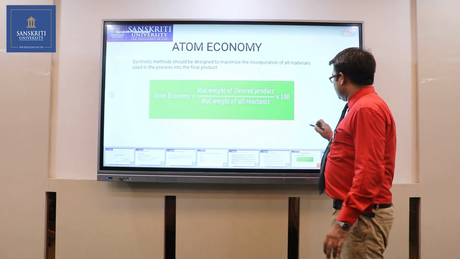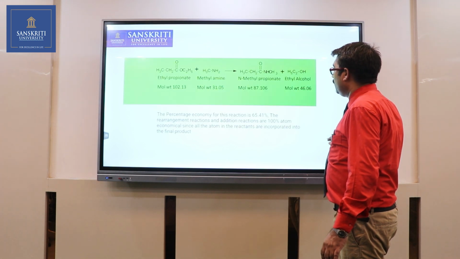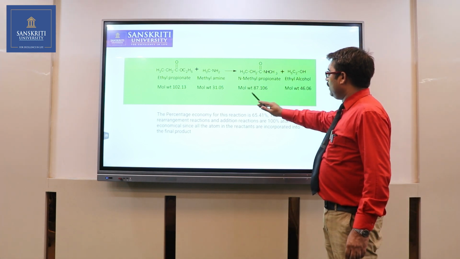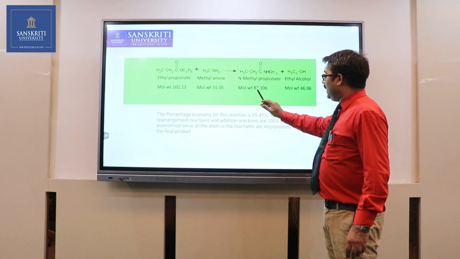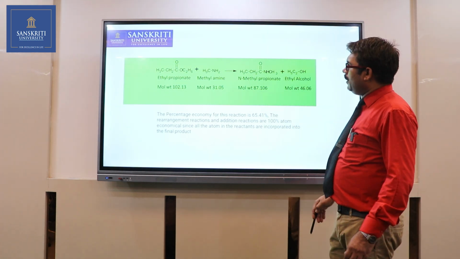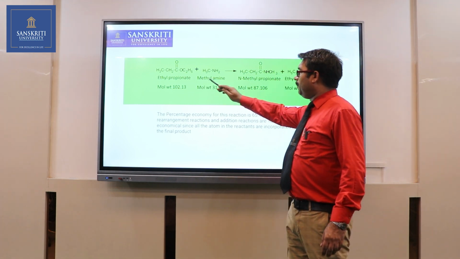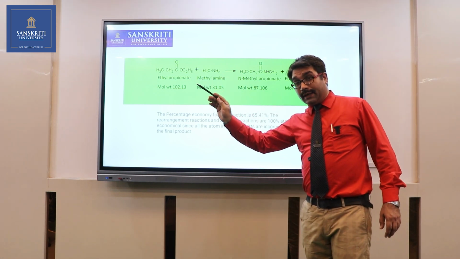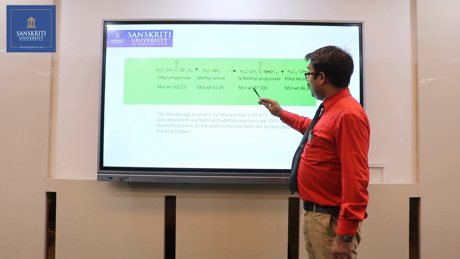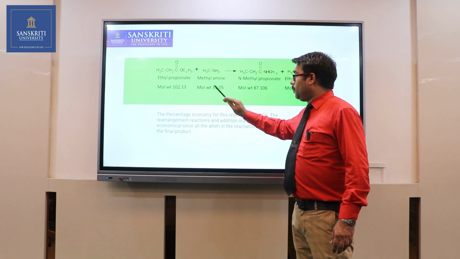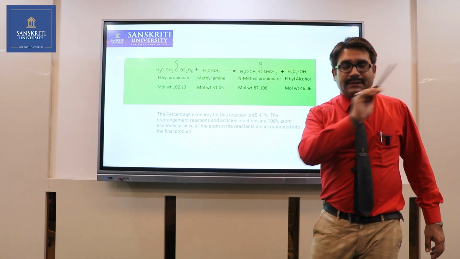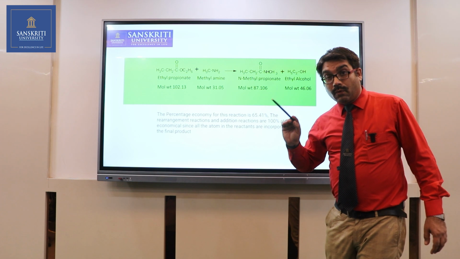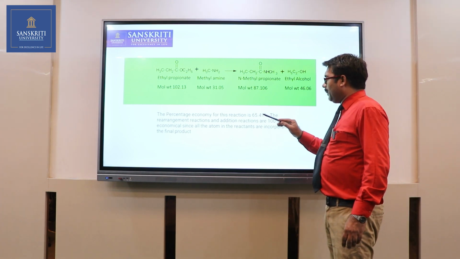Here is an example. In this reaction, N-methyl propionamide is formed, and its molecular weight is 87.106. In the reactant part, ethyl propionate and methylamine are present, and you can calculate using the atom economy formula: 87 divided by 102 plus 31, that is 87 divided by 133, multiplied by 100, and the result is 65.41%. This is the percent atom economy for this reaction.